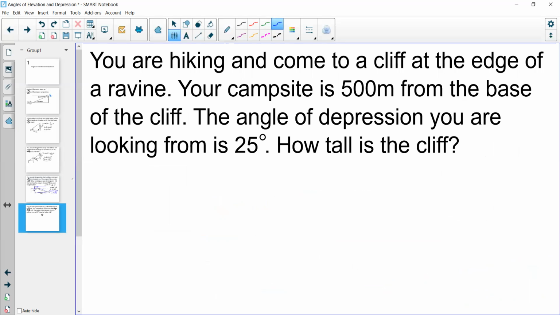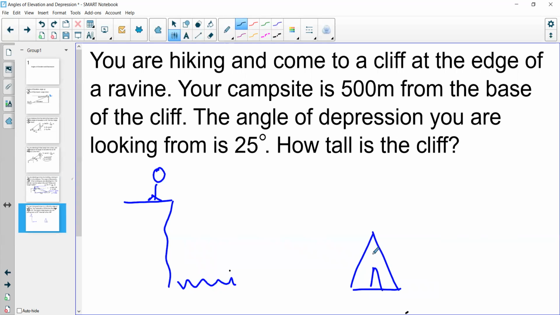In this one, you're hiking and you come to a cliff at the edge of a ravine. Ooh, let's draw our picture here. So here's my cliff. I'm hiking and there is a ravine down here. My campsite is 500 meters away from the base of the cliff. So let's take a look. Here's my campsite. It's over here. Cute little campsite. And this distance here is 500 meters away, or 500 meters.